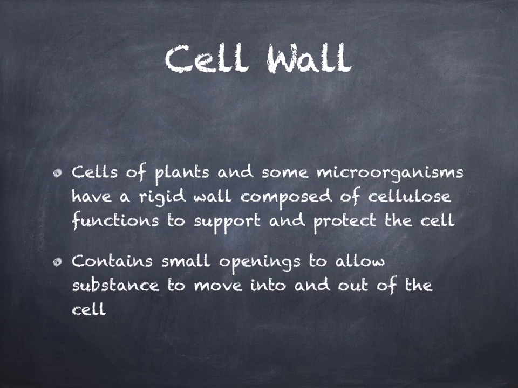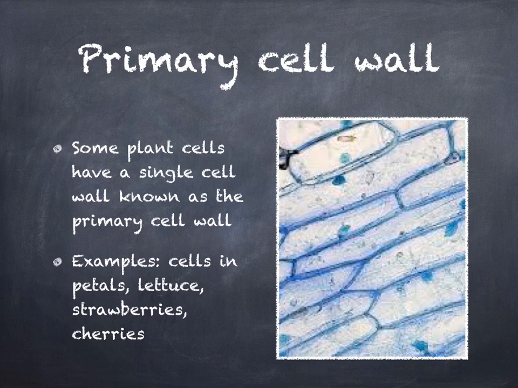Cells of plants and some microorganisms have a rigid wall composed of cellulose that functions to support and protect the cell, and this is known as the cell wall. It contains small openings to allow substances to move into and out of the cell. But unlike the cell membrane, it can't control what comes in and out. So plants like flower petals, lettuce, strawberries, and cherries only have a primary cell wall. That means they have a single cell wall around their cell membrane.